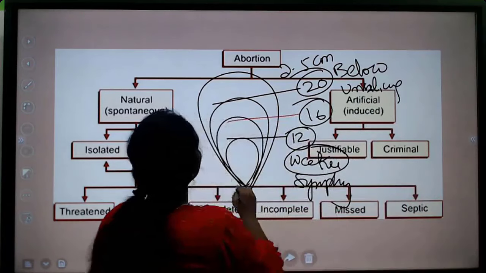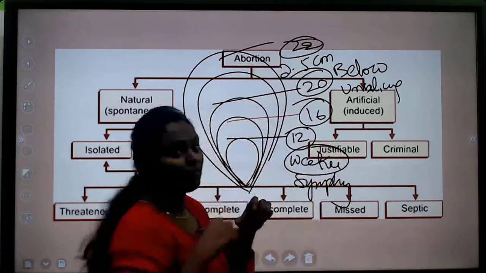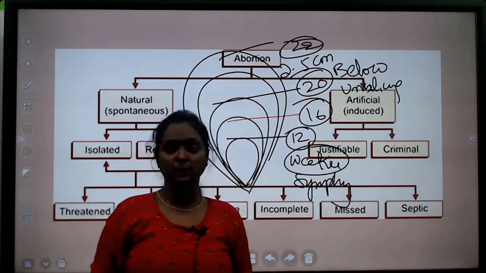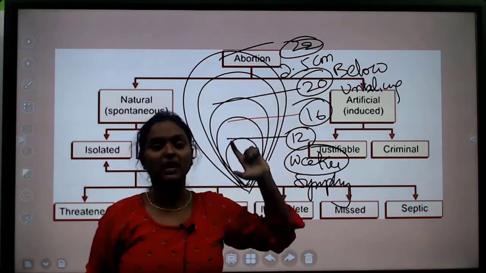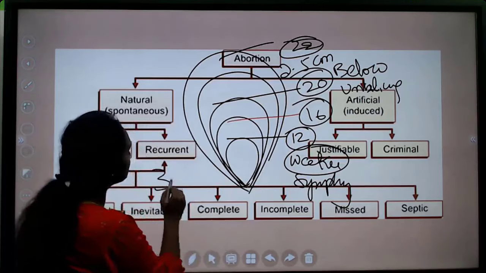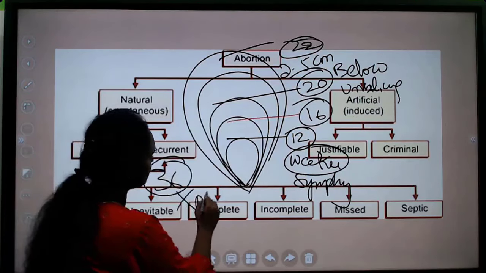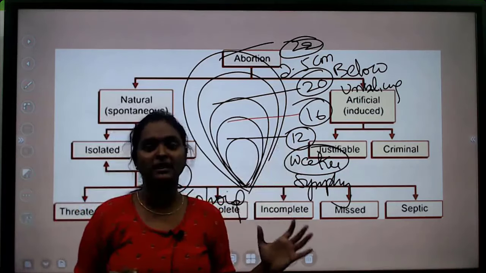Okay, so here again, 22 weeks of gestational age, the fundal height we can palpate is at the level of the umbilicus. When it comes to 36 weeks of gestational age, the fundal height is near the xiphoid process. Like this we will calculate the fundal height, right?